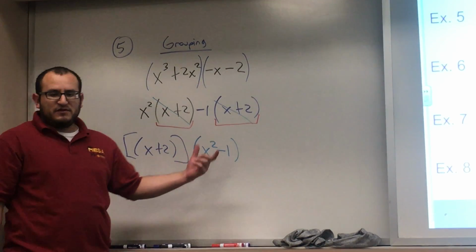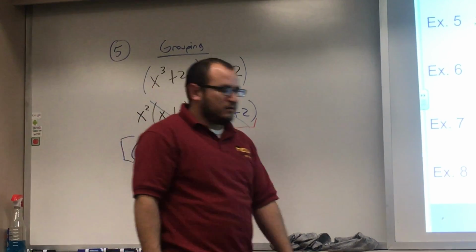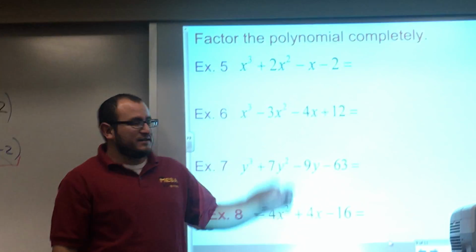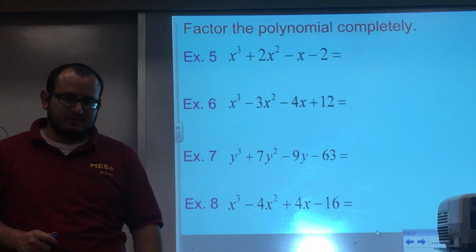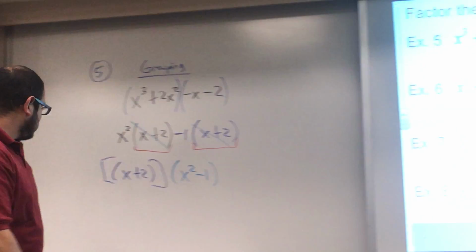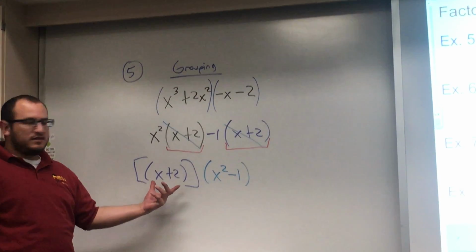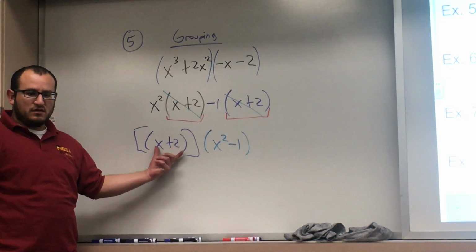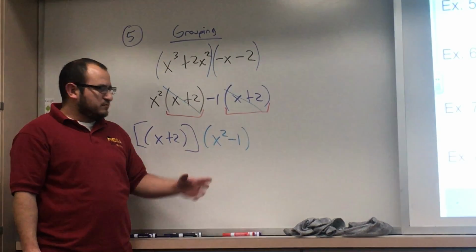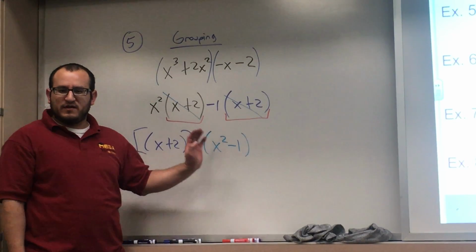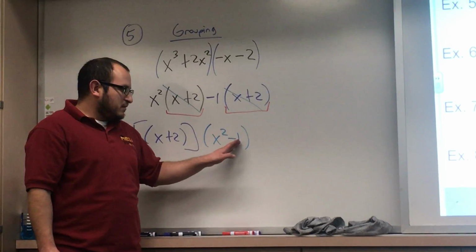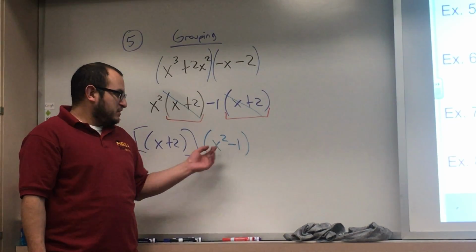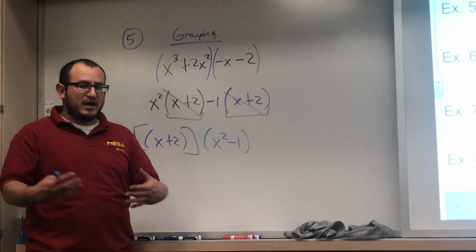Alright, but if you look back at the directions, it says factor completely. So over here, we're not actually done. Let's look at it. We can't do anything with x plus 2, but x squared minus 1 looks like one of those patterns that you should recognize. It's a square and 1, so it has a first term and a last term, so you could actually do box method.